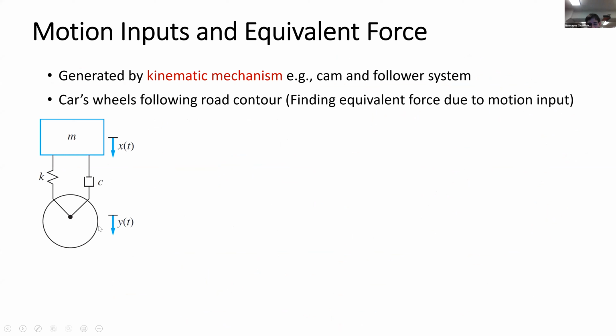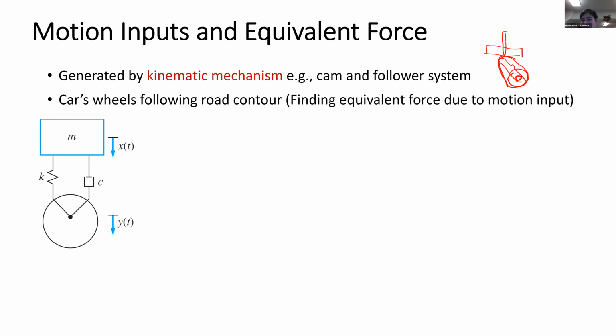Okay, as we mentioned, the external source to the system can be a force or sometimes a motion input. An example of a motion input is a cam follower system. We call this one a cam.